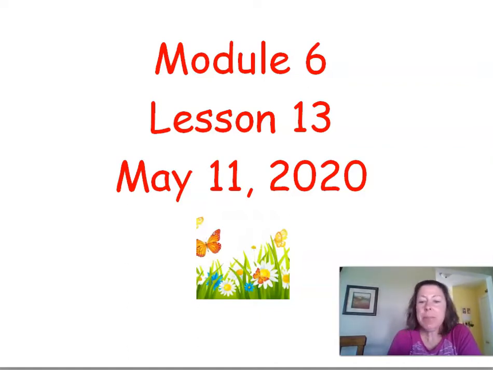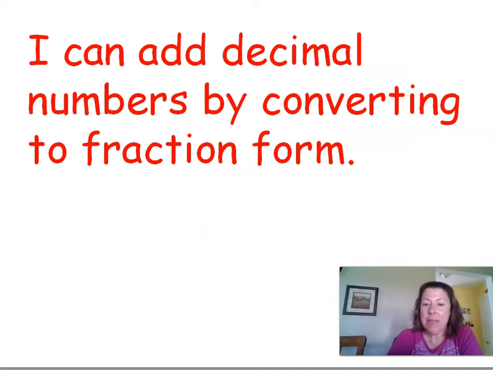Today is Monday, May 11th, and we are going to be working on lesson 13. Our I can statement: I can add decimal numbers by converting to fraction form. Now, we've already added fractions, so this is going to bring in some review of stuff we've already done. And today we're going right to the whiteboard.